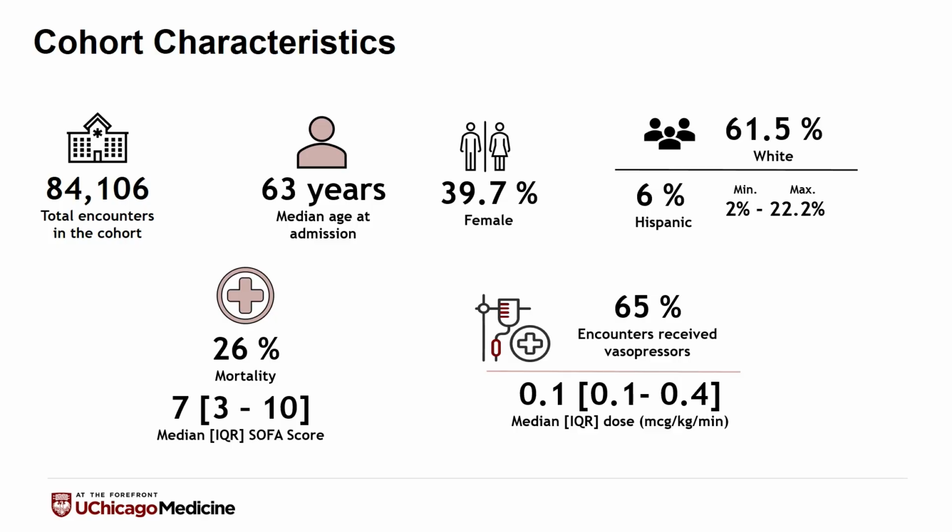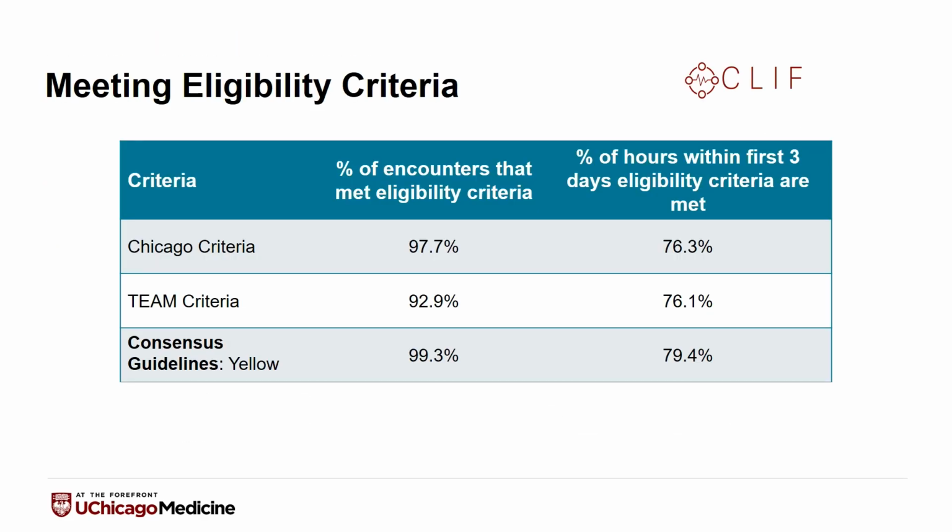About 2/3 of the patients were on vasoactive agents, and we then applied this analysis. What you can see here is that if you apply the Chicago criteria from clinical trials, or the TEAM criteria, or the consensus yellow criteria, over 90% of patients had at least 1 hour between 8 a.m. and 5 p.m. that they were safe to mobilize. And if you look at how many hours in that 72-hour period they were eligible to move, it's about 3/4 of the time. And so patients actually are meeting the eligibility criteria earlier than we think.